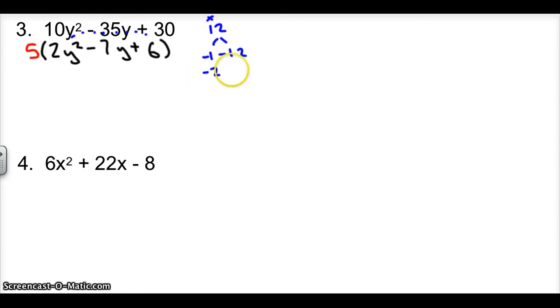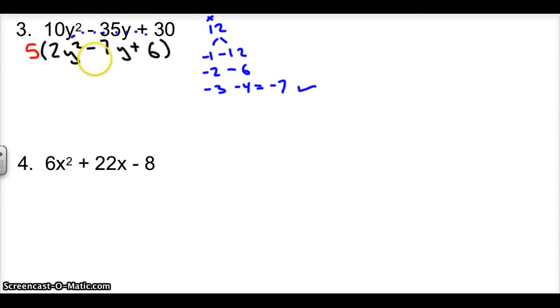Let's try negative 2 and negative 6. They add up to be negative 8. No, that doesn't work. Let's try negative 3, negative 4. That adds up to be negative 7. So that works. Let's go ahead and use negative 3 and negative 4.